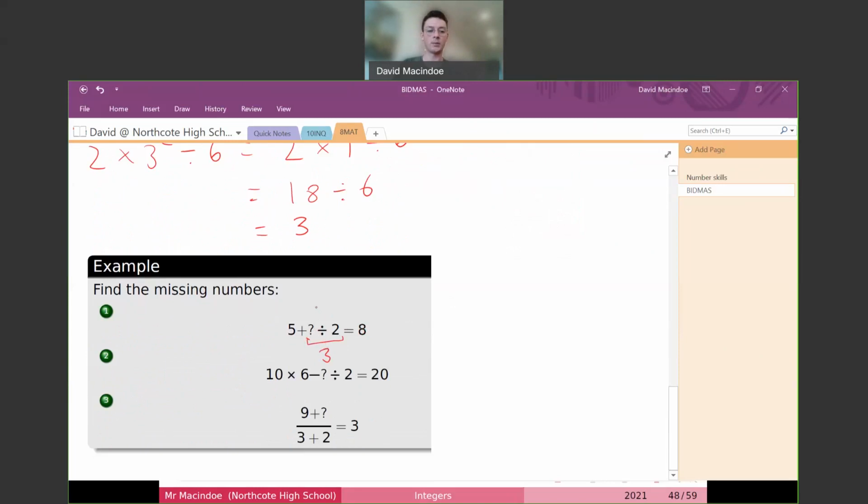So the missing thing must be 6. Now, missing thing there is 6. And if I do that, 6 on 2 is 3, plus 5 is 8, and it works. Yeah, so just kind of working backwards a bit.